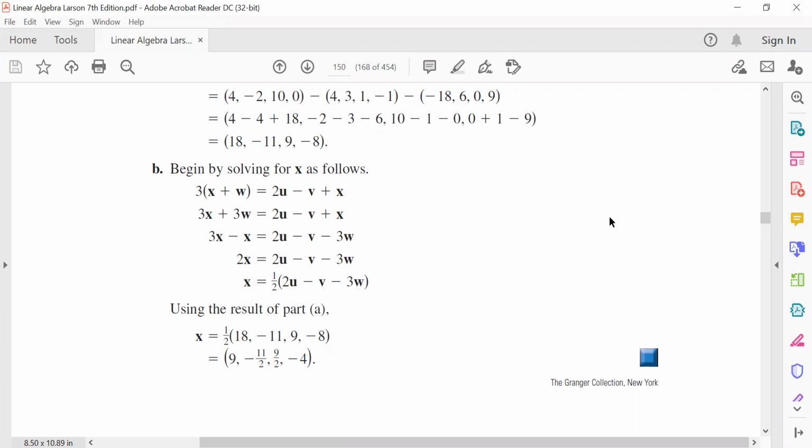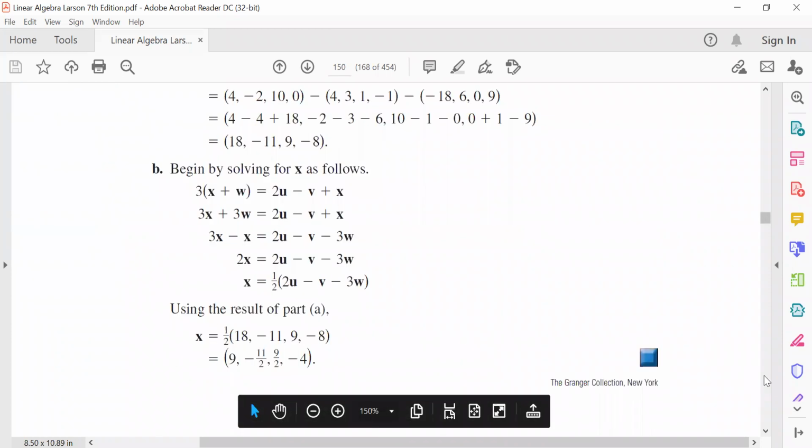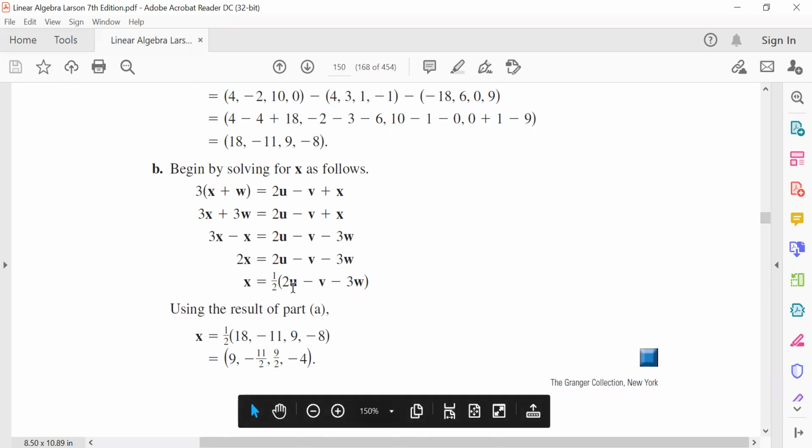And if you notice, we're so nice that this 2U minus V minus 3W is exactly what we figured out in problem A. So even though problem A and problem B were technically independent problems, it turns out we were nice enough to make the solution of A help you. And if we didn't have that, we would just crunch this all out. That's just the way it is.